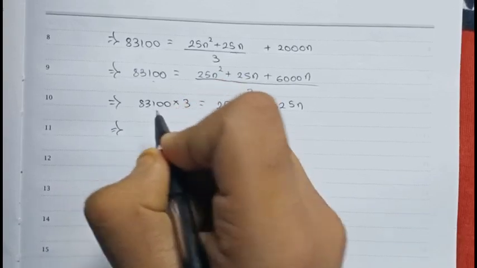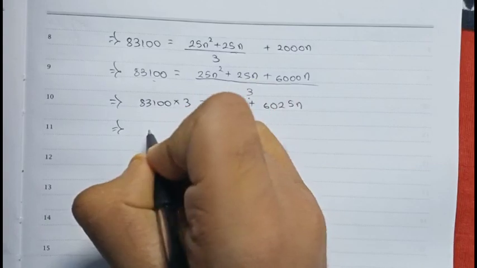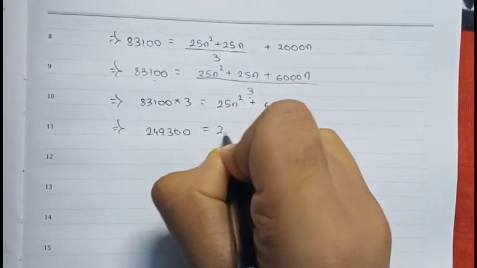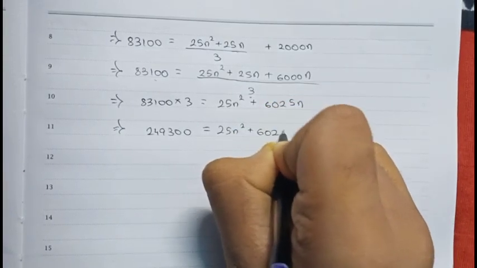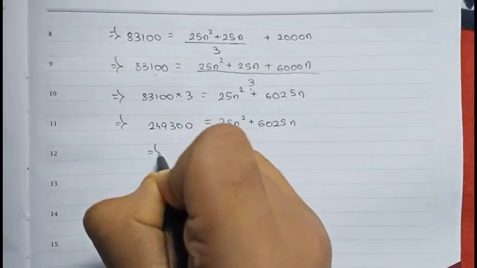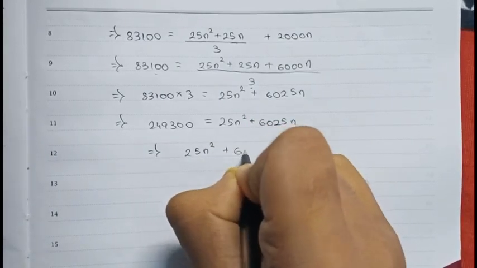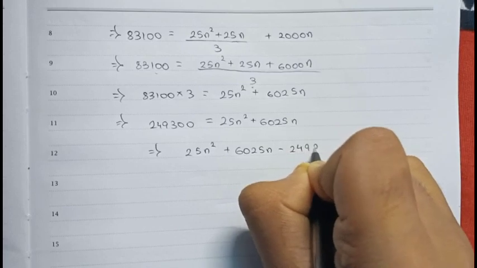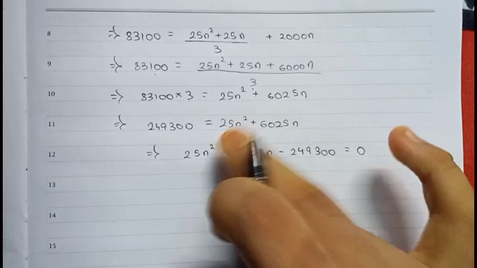So here you have to multiply this. It will become 249300 is equal to 25n square plus 6025n. Now we rearrange the equation like this: 25n square plus 6025n minus 249300 is equal to 0. So I have just rearranged this.